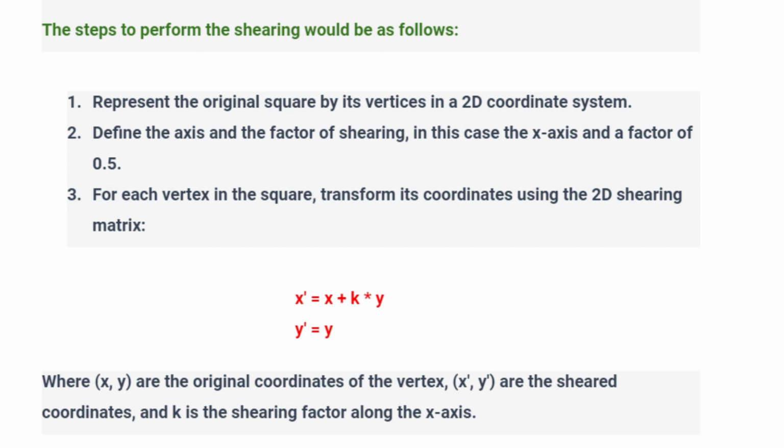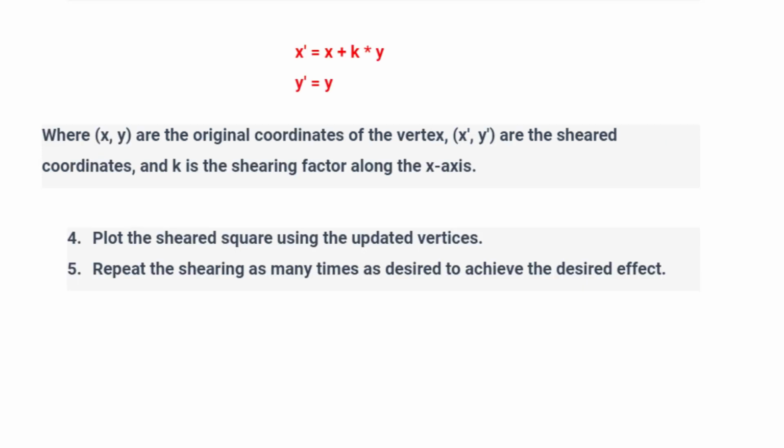For each vertex in the square, transform its coordinates using the 2D shearing matrix. X' is equal to x plus k asterisk y. Y' is equal to y, where x, y are the original coordinates of the vertex, x', y' are the sheared coordinates, and k is the shearing factor along the x-axis. Plot the sheared square using the updated vertices. Repeat the shearing as many times as desired to achieve the desired effect.